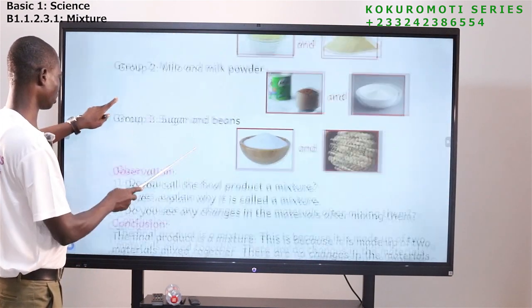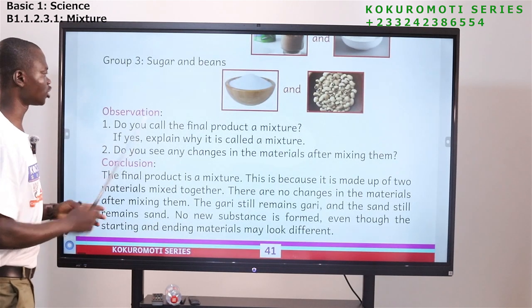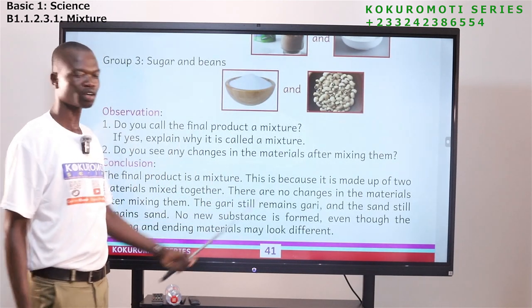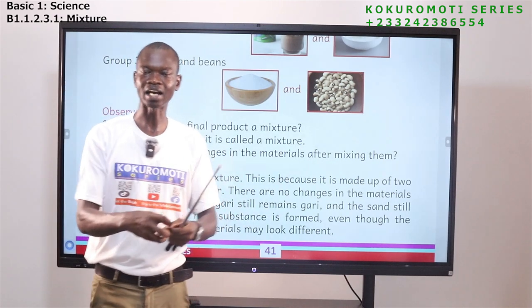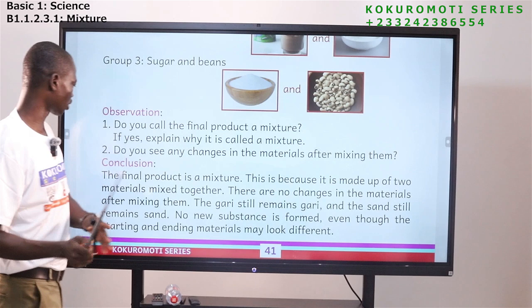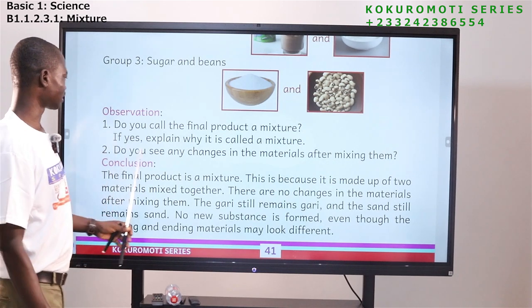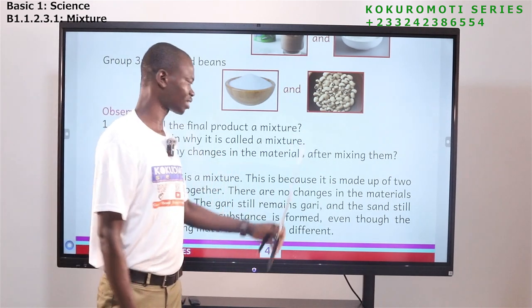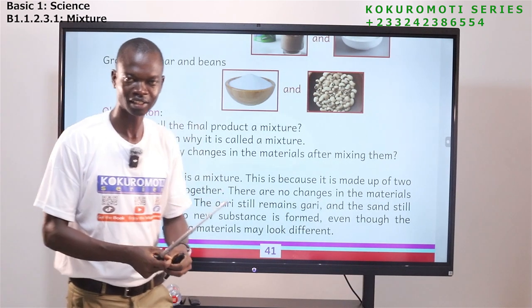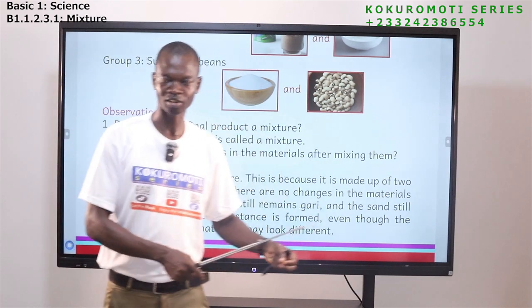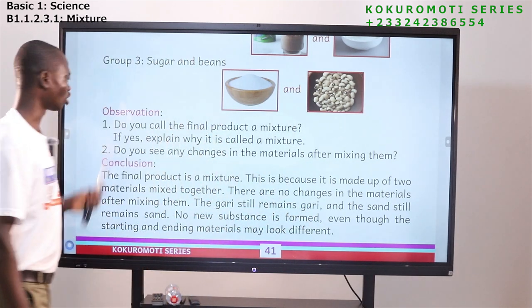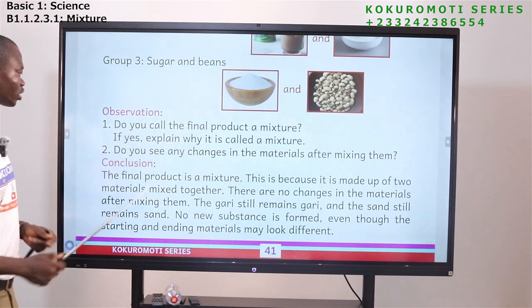Okay, now let's continue. Observation. Do you call the final product a mixture when you put these two things together? Do you call it a mixture? That is a question for you. If yes, explain why it is called a mixture. If you put these two things together and you call it a mixture, why do you call it what? A mixture? That is the question. Or you should explain why it is called a mixture.